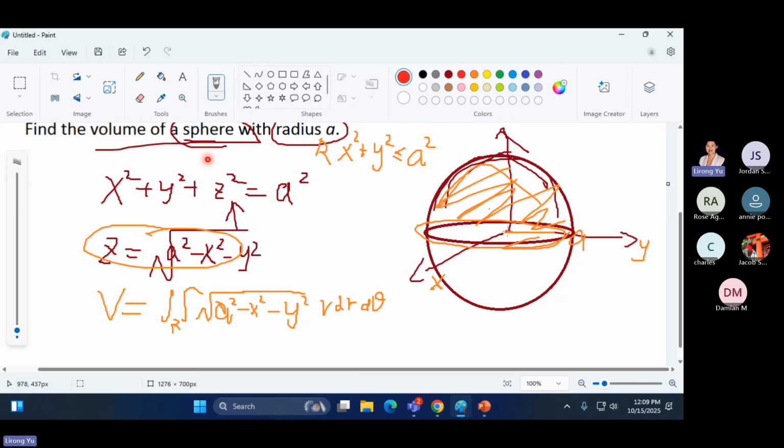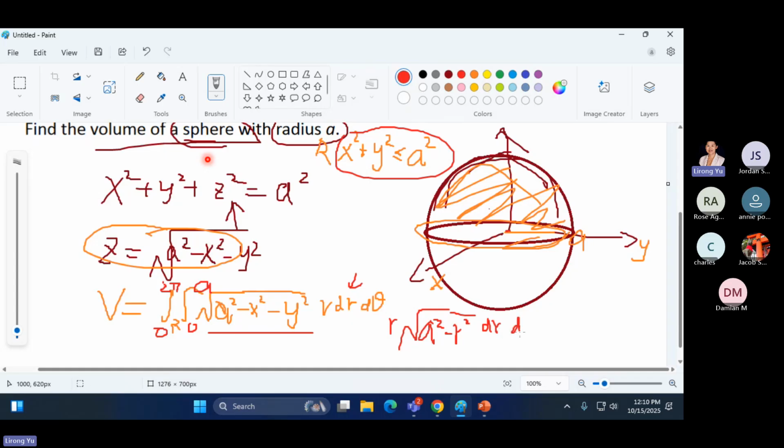In this case, the origin's inside the circle, so we should have 0 to 2 pi for theta. And then for r, which is the radius, it should be from 0 to a, because we have a circle of radius a here. And then x equals r cosine theta, y equals r sine theta, so x squared plus y squared equals r squared. So the integration function is the square root of a squared minus r squared, and then we have r dr d theta. And those are the integration limits.